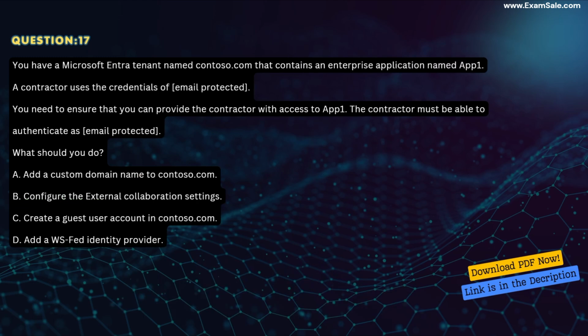Question 17. You have a Microsoft Entra tenant named Contoso.com that contains an enterprise application named App1. A contractor uses the credentials of [email protected]. You need to ensure that you can provide the contractor with access to App1. The contractor must be able to authenticate as [email protected]. What should you do? A. Add a custom domain name to Contoso.com. B. Configure the external collaboration settings. C. Create a guest user account in Contoso.com. D. Add a WS-Fed identity provider.